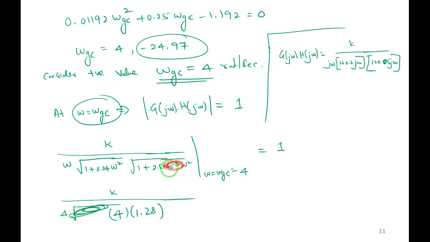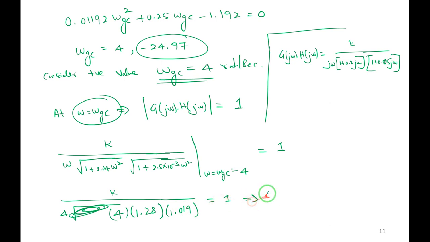Let me substitute this also and calculate. 1 plus 2.5 into 10 to the power of minus 3 into omega square. Omega square means once again 16. So I am getting 1.04, and taking the root of it, I am getting 1.019. So this is equal to 1.